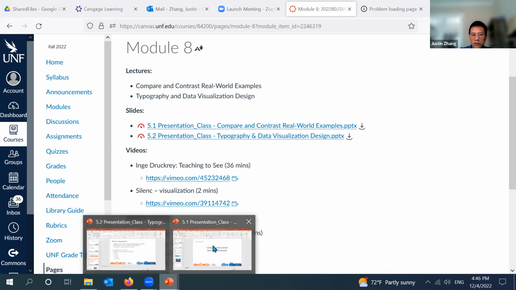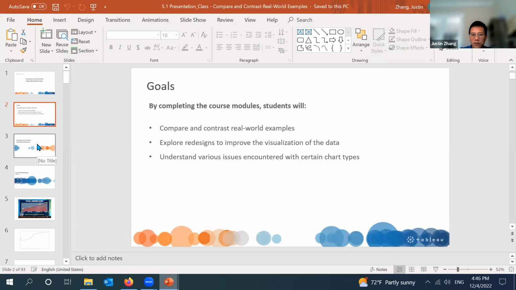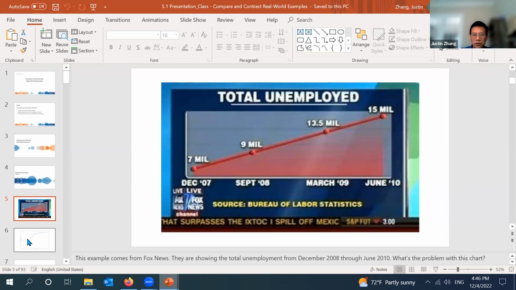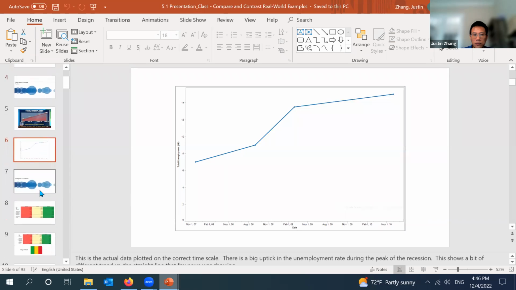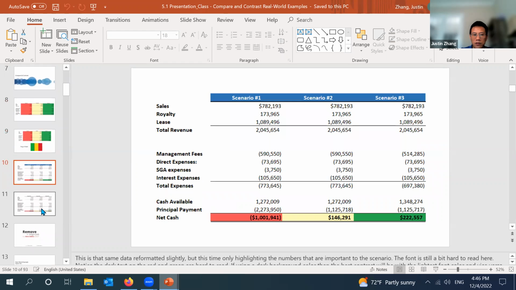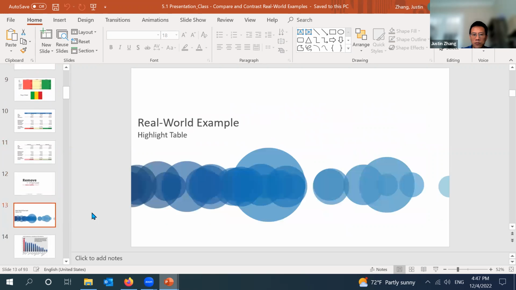So in the first set of slides, you can see there are many examples of data visualization, and we also talked about how to redesign some of the visualization to improve their efficacy. So there are also some bad examples with many issues. So please look at those examples on the set of slides. And if you have any questions, please let me know.